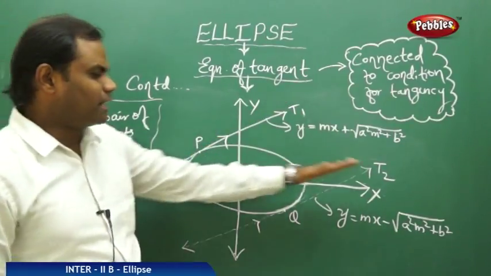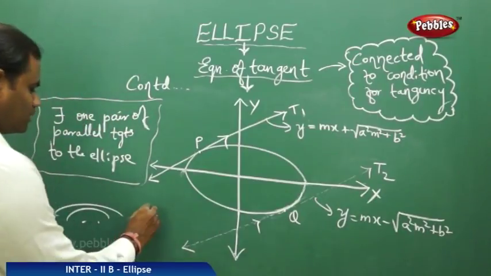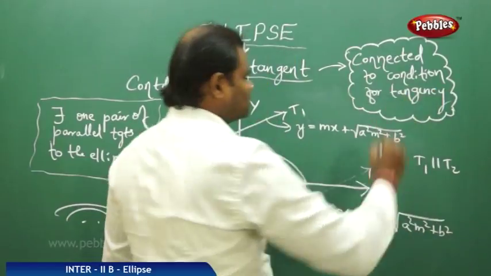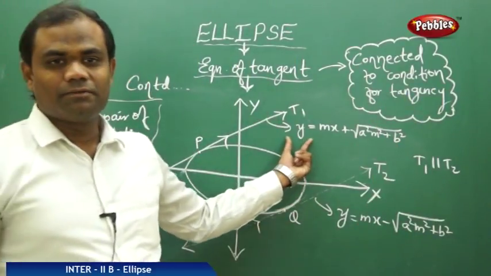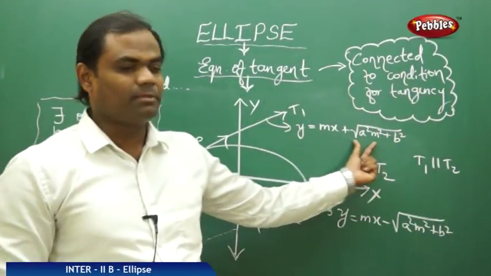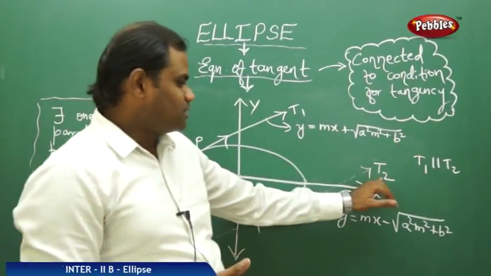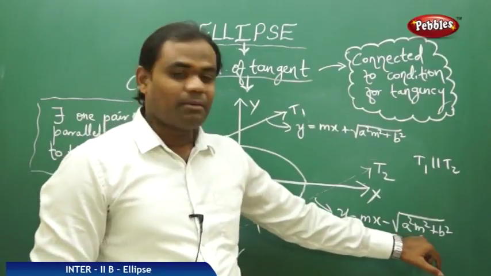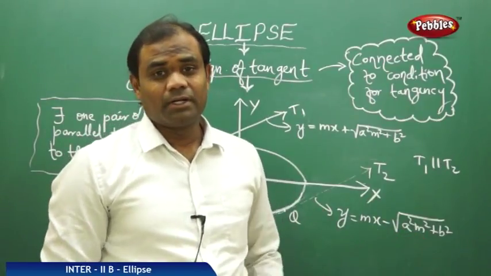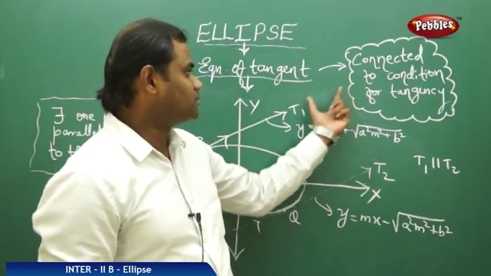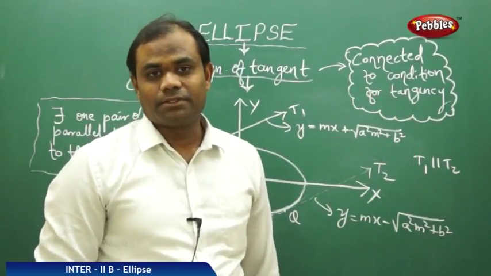This tangent and this tangent are parallel. Therefore, T1 is parallel to T2. One tangent T1 is given by the equation y = mx + √(a²m² + b²), and the other tangent T2 is given by y = mx − √(a²m² + b²). The pair of parallel tangents is connected with the condition for tangency.